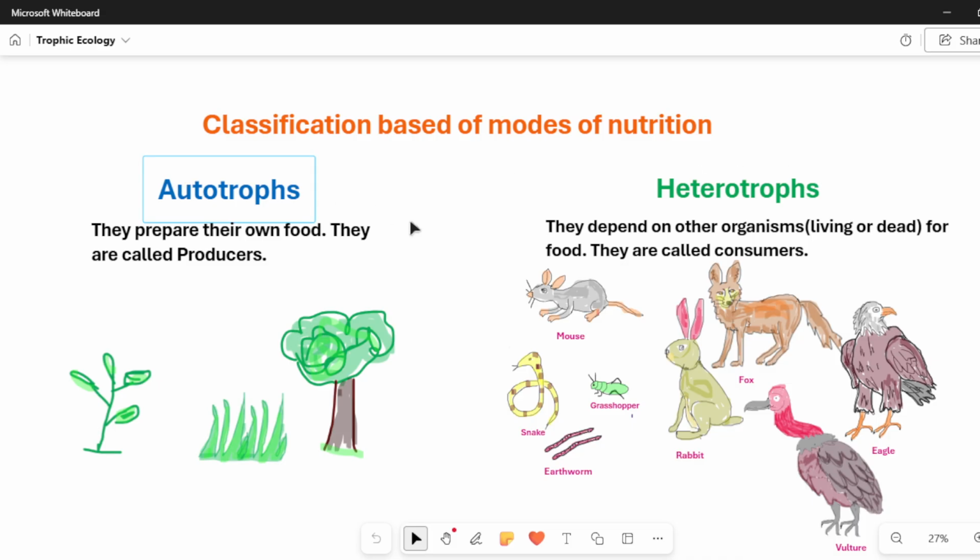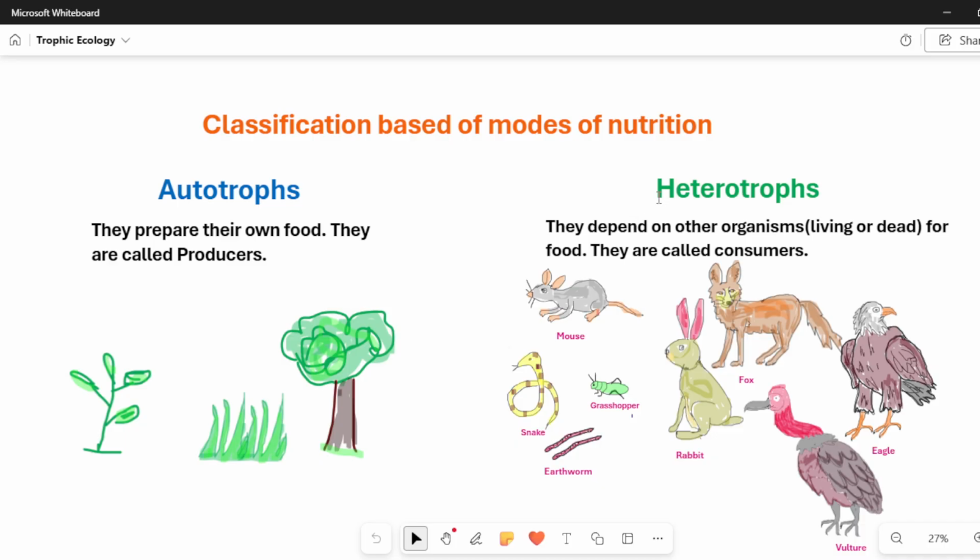So, what are autotrophs? Autotrophs are the organisms which prepare their own food. They are also called producers. All your trees, plants, algae, and certain bacteria produce their own food. So, they are called producers and they fall under the category called autotrophs.